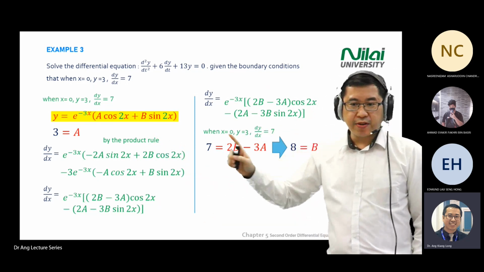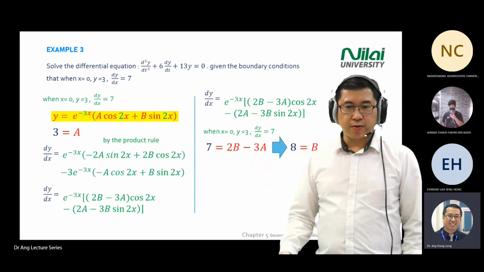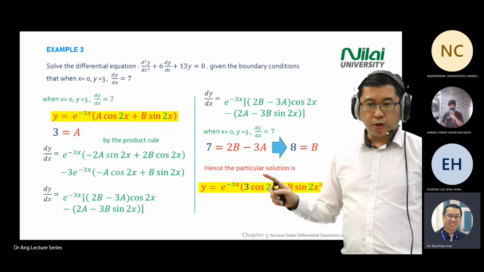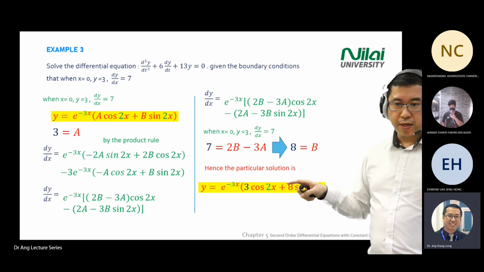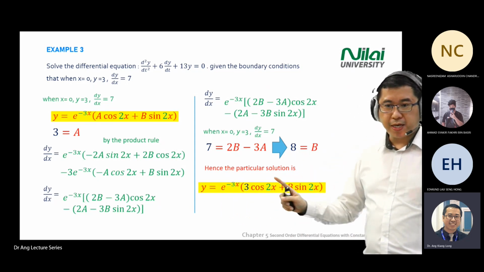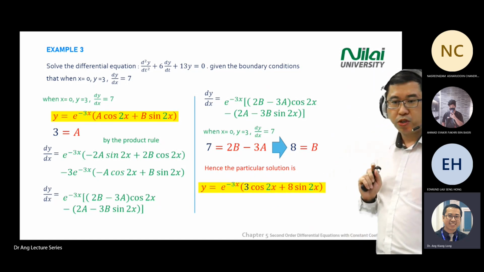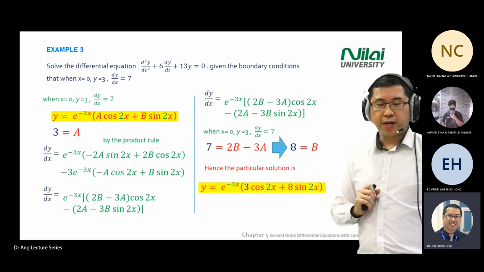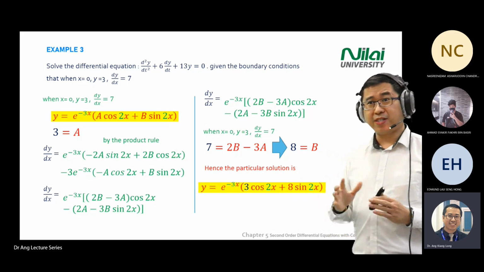You have your A, you have your B. What you do, just substitute inside the general solution. So you substitute your A, your B. This whole set, after you substitute A and B, we give it a name called particular solution. Any questions so far?